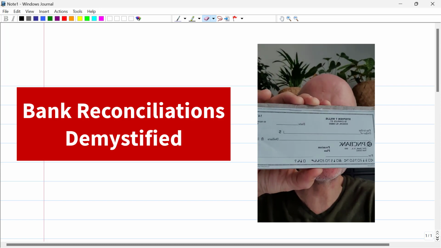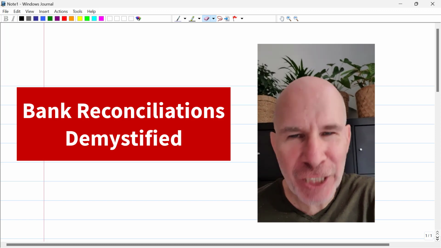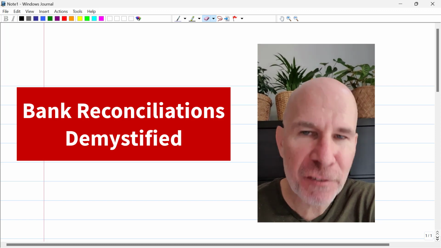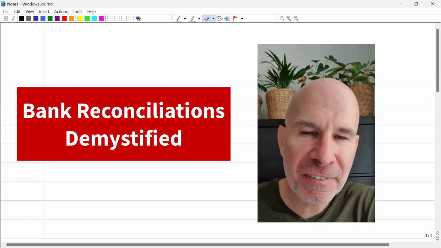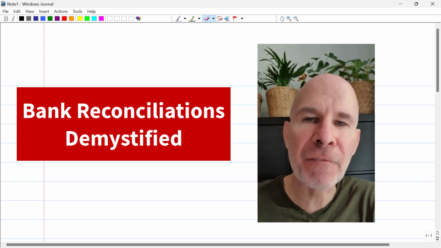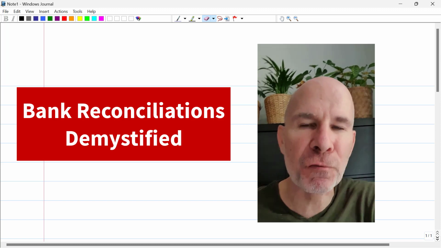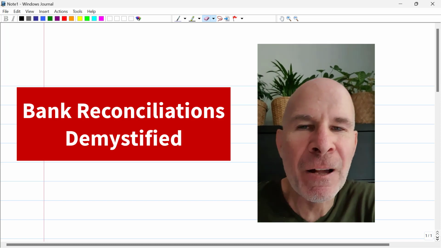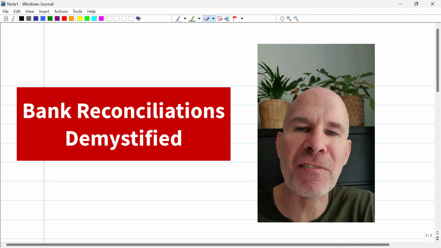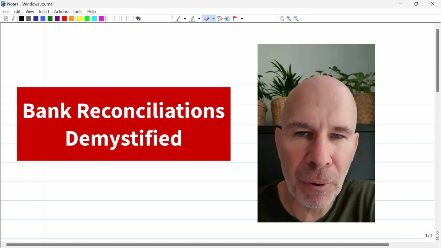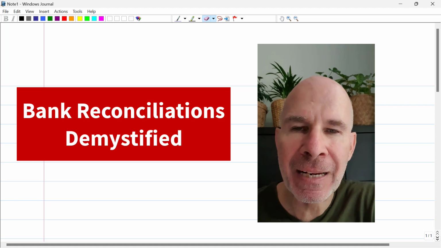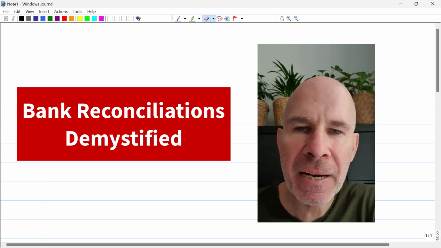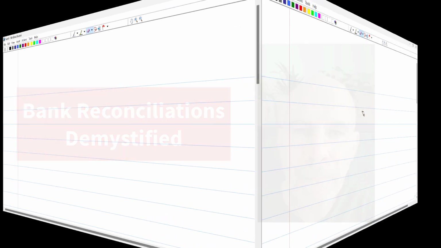Guys, here's my checkbook. I haven't written a check in a really long time, if I can be honest with you. Nowadays, we use online banking, so it's less common to use checks. And if you're not from an Anglo culture like Australia, the US, or the UK, maybe you've never seen a check. So that's often the root cause of trouble with this topic. Anyway, without further ado, let's dive in and demystify bank reconciliations.